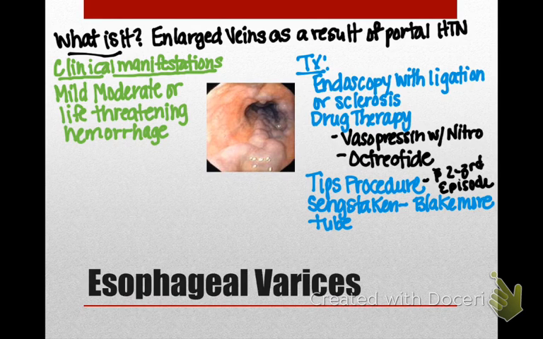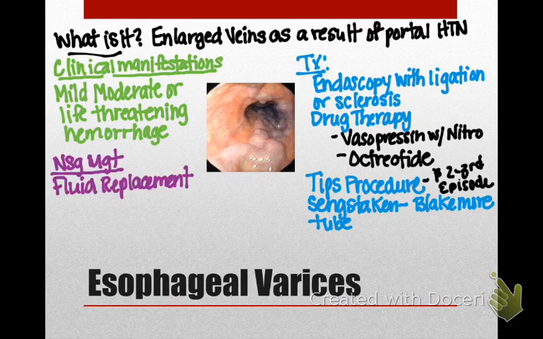Another treatment for bleed is a Sengstaken-Blakemore tube. A balloon tamponade is the generic name. Sengstaken-Blakemore is a name brand of a tube. Balloon tamponade is just a general term for it. I have a whole slide on that, so we're going to talk more about it.